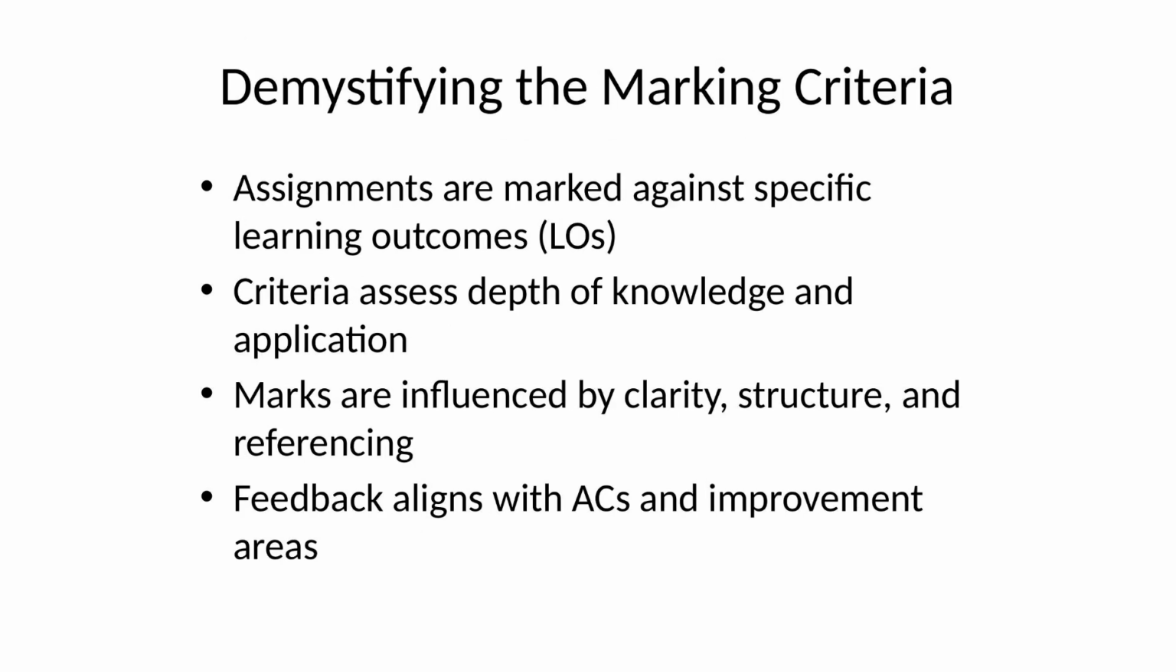CIPD assignments are evaluated using clear marking criteria tied to learning outcomes, LOs, and assessment criteria, ACs. Understanding these criteria helps you tailor your answers to meet expectations. Markers look for evidence that you understand the topic and can apply concepts to practical HR scenarios. Structure and clarity of your work matter greatly, as well as appropriate referencing and academic writing style. Each criterion has weight, and missing even one AC could cost you significantly. Feedback from assessors is often mapped directly to these criteria, pointing out what was done well and what needs improvement.